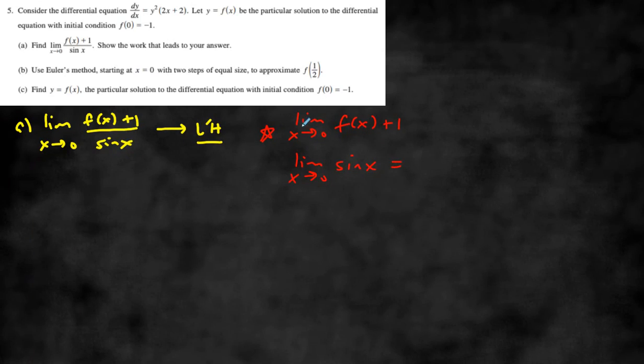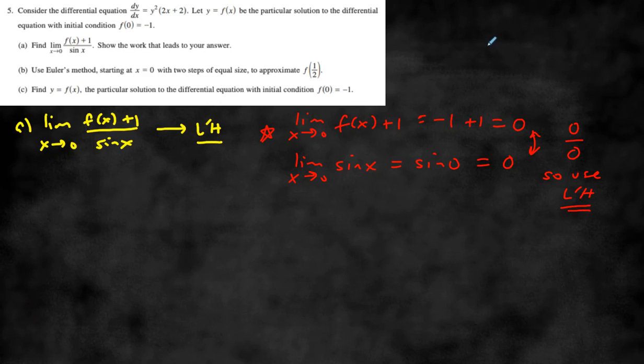So when we go to the numerator, the limit as x approaches 0, f of 0 is -1 plus 1, that's 0. And denominator, it's a direct substitution, sine 0, which is 0. So what we are getting here is 0 divided by 0. That justifies L'Hopital's.